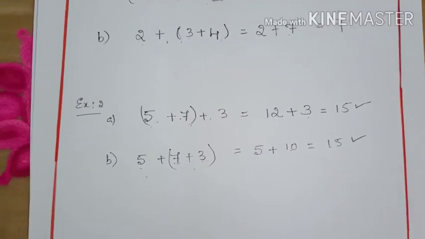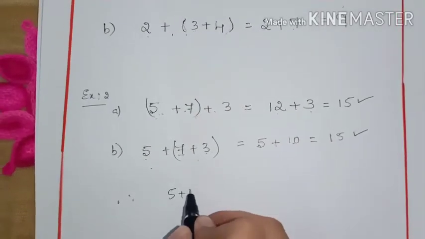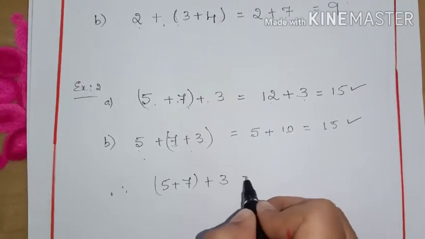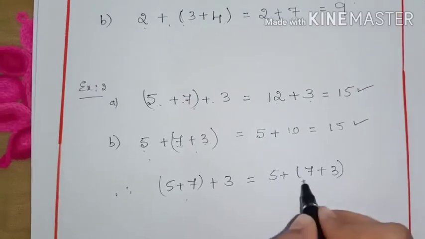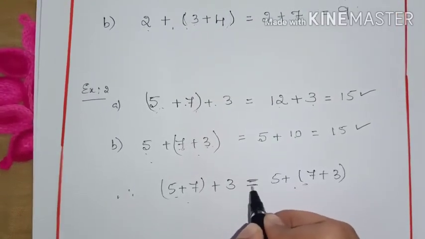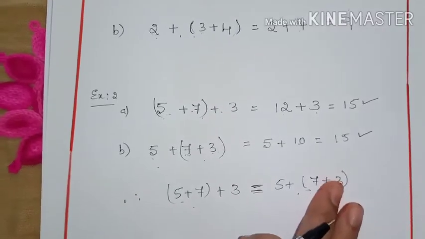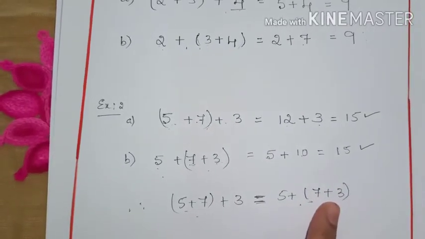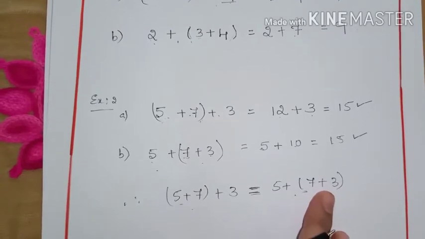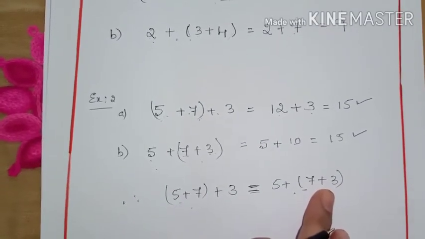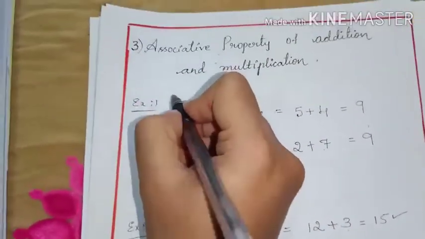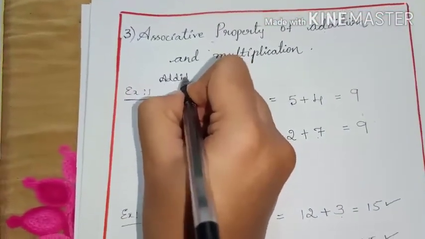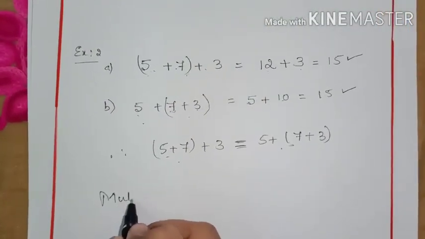The results are same. We can consider now 5 plus 7 plus 3 is equal to 5 plus 7 plus 3. Both are same. So it is equal. Fine. This property is called as associative property. Did you understand now? Let us see one example for multiplication. So these are the example of addition. Okay. Let us see the example for multiplication.